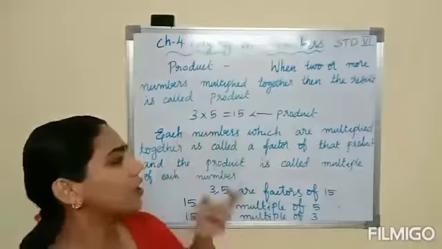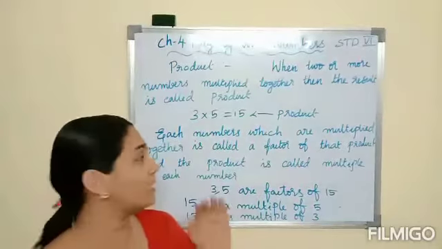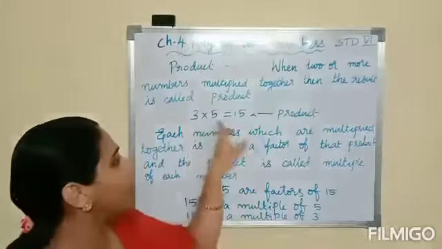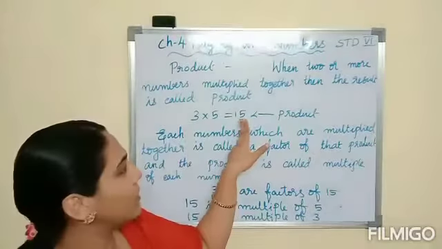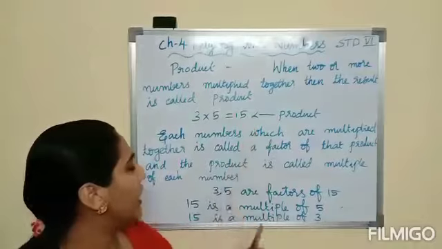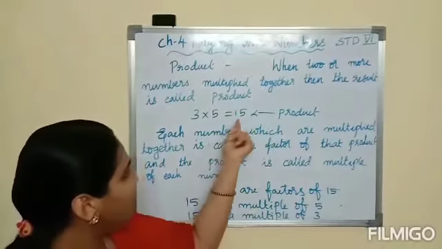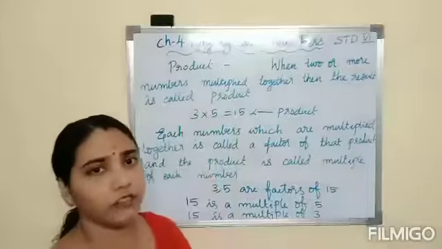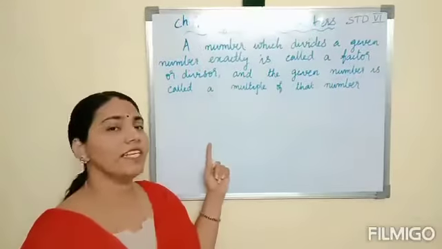Factor means what? If two or more numbers are multiplied together, the numbers which are multiplied here, 3 and 5, are called the factors of that product. That means 3 and 5 are the factors of 15, and we can say that 15 is a multiple of 3 and 15 is a multiple of 5. So in detail we can say like that.